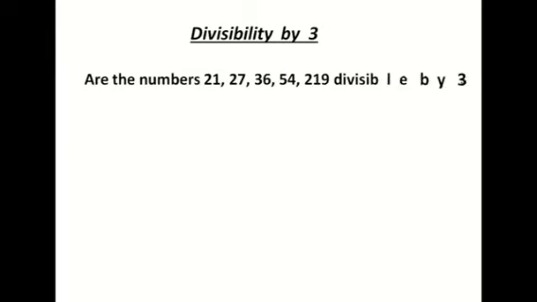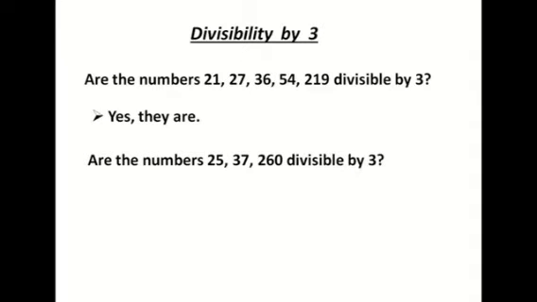Let's find out the rule for divisibility by 3. Look at the question here. Are the numbers 21, 27, 36, 54 and 29 divisible by 3? The first 4 are very easy, and for the last one, if you divide by 3, you can tell it. Yes, they are divisible by 3. Okay. Look at the next numbers.